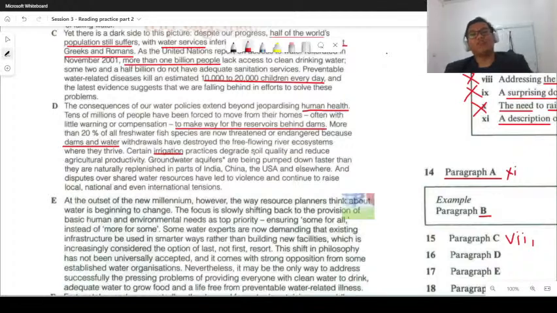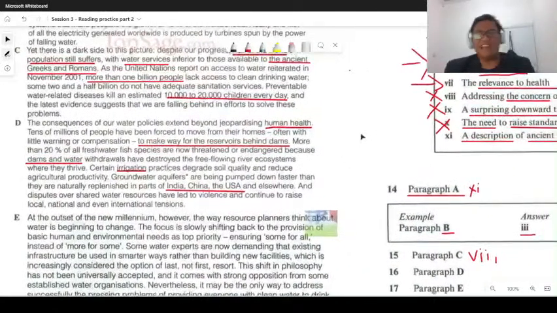Practices degrade soil quality and reduce agricultural productivity. So irrigation is almost a consistent theme throughout the paragraph. Let's continue reading. Groundwater aquifers are being pumped down faster than they are naturally replenished in parts of India. Oh, now there's a specific country: China, the USA, and elsewhere. And disputes over shared water resources have led to violence and continue to raise local, national, and even international tensions. So there is a lot going on in that paragraph, right?